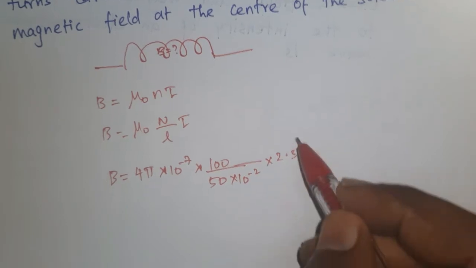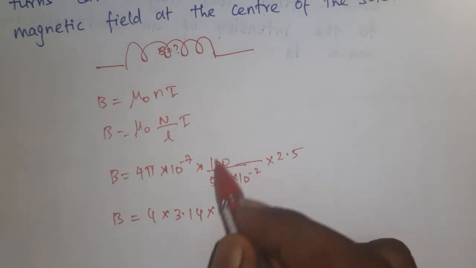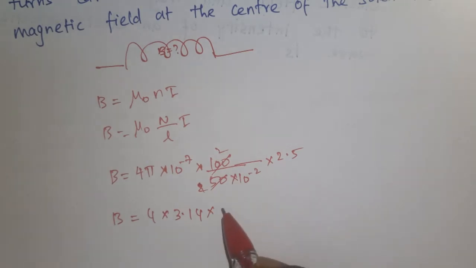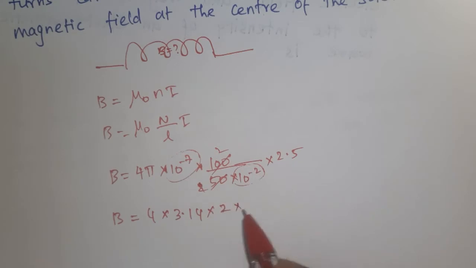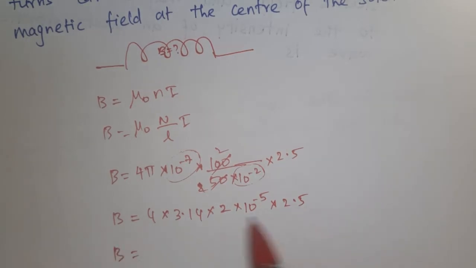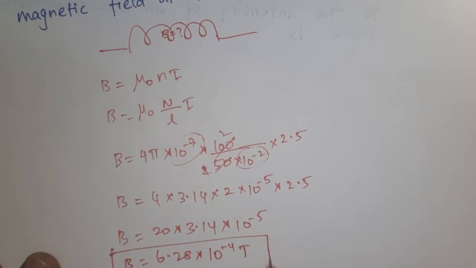So B = 4 into pi value 3.14, and you can cancel this 2. So 100 by 50 gives 2, then 10 power minus 7 by 10 power minus 2. If we cancel, we get 10 power minus 5 into 2.5. If you multiply everything, 2 into 2.5 is 5, so 20 into 3.14 into 10 power minus 5. If you multiply, we get 6.28 into 10 power minus 4 Tesla. The unit of magnetic field is Tesla.